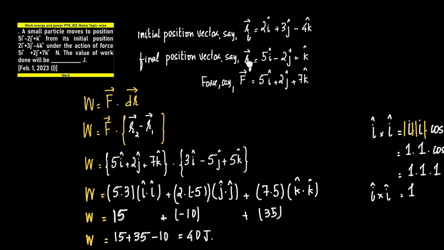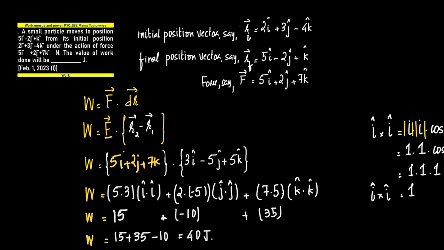It is r final minus r initial. Maybe I'll write it like this, things will become better using colors here. So we have 5i plus 2j plus 7k, which is the force vector, dot, right? Dot r final minus r initial.